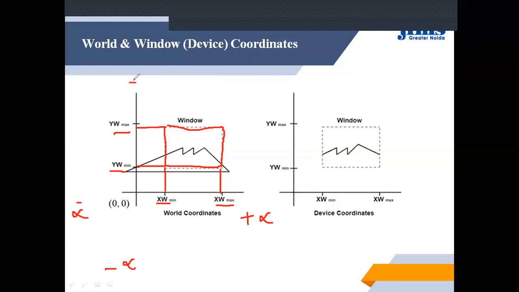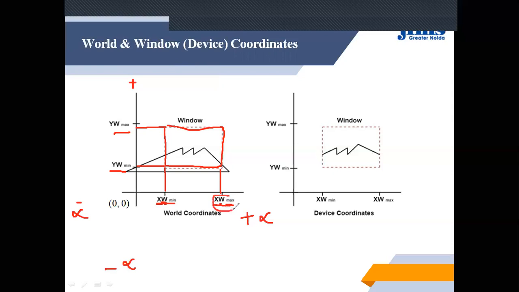But here you can see that in case of window, the size of the area is defined. So it's from xw, where w represents window, and x represents x coordinate. This is the x coordinate, meaning on the x-axis the coordinates of the window are minimum, and on the x-axis the coordinates of the window are maximum.